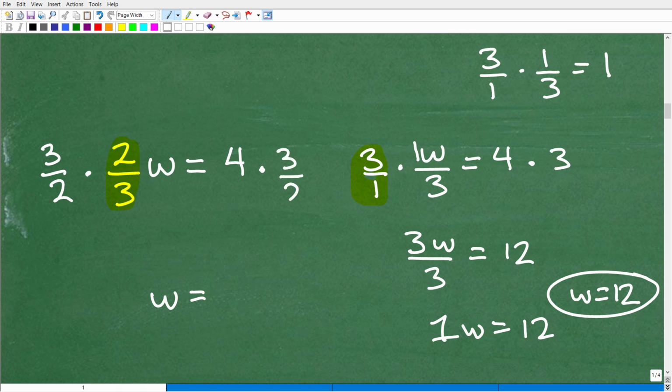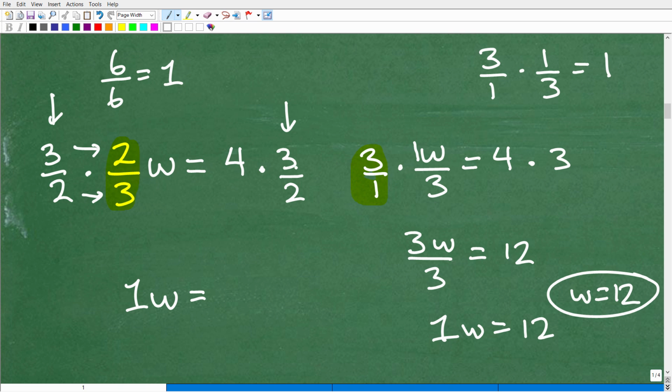But again, if I multiply this side of the equation by what we call the reciprocal, I have to do the same thing over here. So 3/2 times 2/3 is going to be equal to 6 over 6, because I multiply across. Of course, you have to know some basic fractions. 6 over 6 is 1, so this is 1W or W.